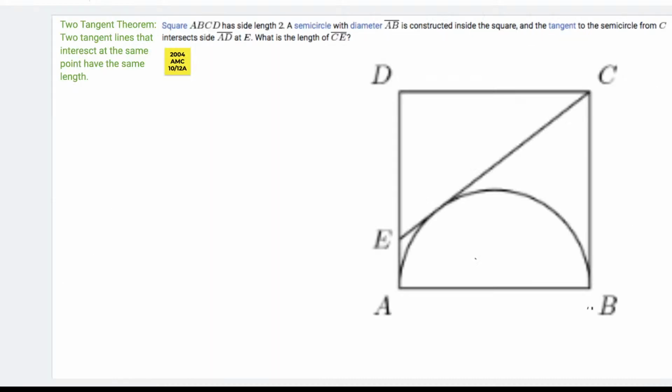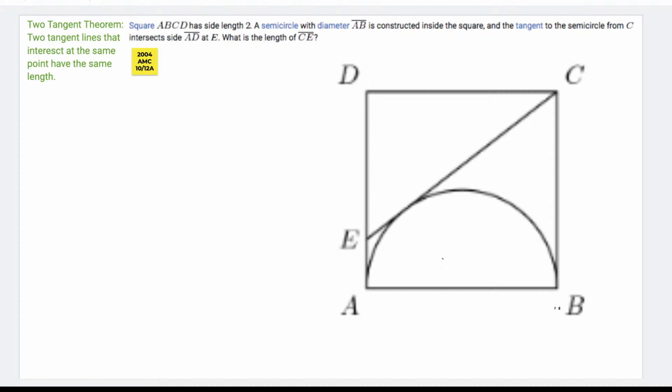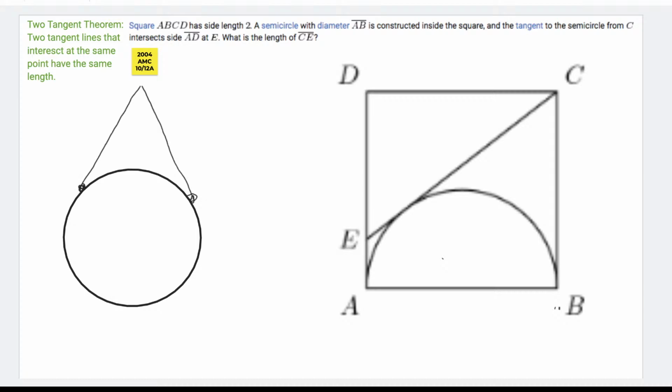So the next problem is the two tangent theorem. This theorem is actually not that complicated. All it states is that if two tangent lines intersect at the same point, then they have the same length. For example, I'll show you what I mean. So pretend I have a circle here, and this is the tangency point of one line, and this is the tangency point of the other line. So all this theorem states is that if they meet at the same point, then they are congruent.